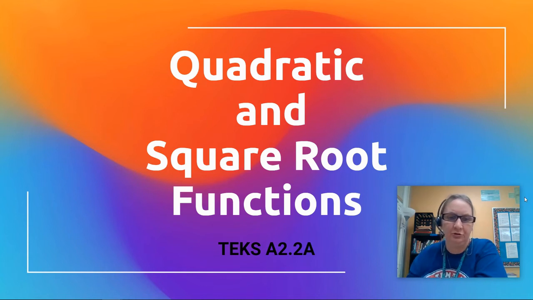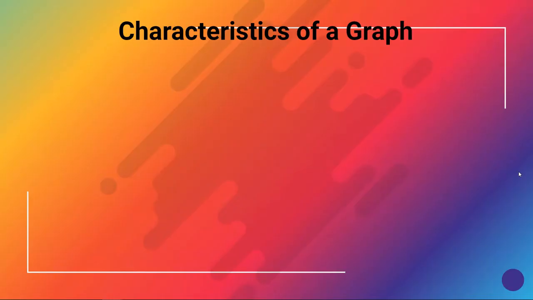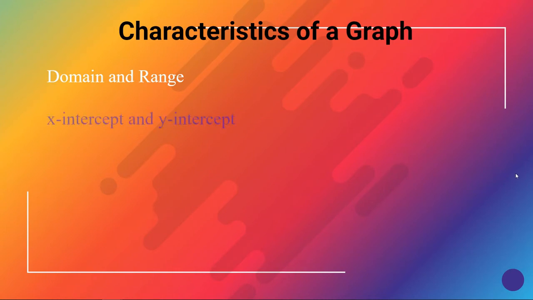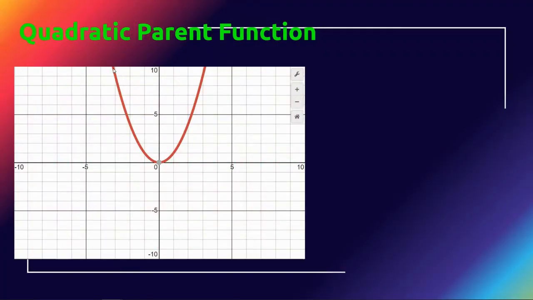Okay, this is 1-2 Part B notes, covering quadratic and square root functions. Again, the characteristics of a graph are domain and range, x-intercept and y-intercept, maximum number of roots or zeros, the places where the graphs cross the x-axis or touch the x-axis, end behavior, and whether they're continuous or discontinuous, at the ends, going to infinity.